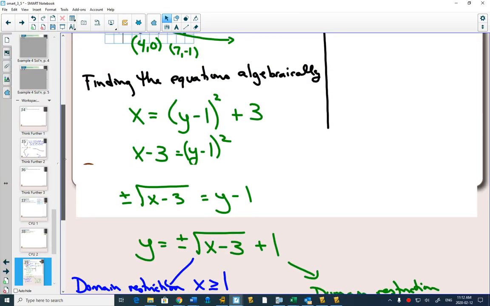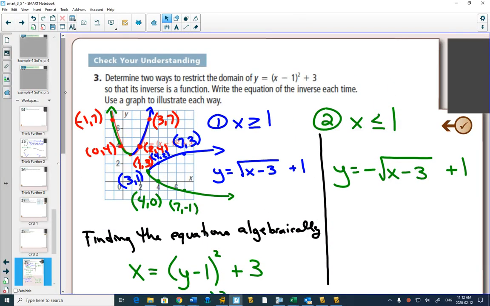So let's reread the question, make sure we solved everything. Determine 2 ways to restrict. We've done that first. On a parabola, it'll always be based on the vertex. Yes? Yeah. Secondly, do we write the equation each time? Yes, we did. Once we used the graph to figure it out. Once we did the same thing using algebra. Did we use a graph to illustrate each way? We did. We color-coded so that it was obvious from our graph which part went where. So not only did we show it on our graph, we had to communicate it some way that it was easy to see which one went which.